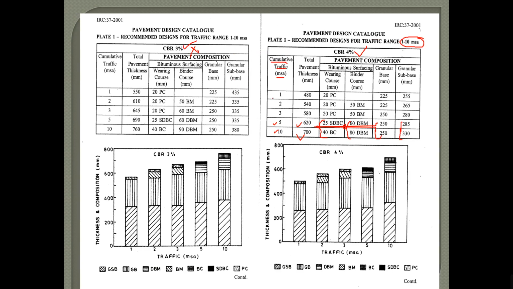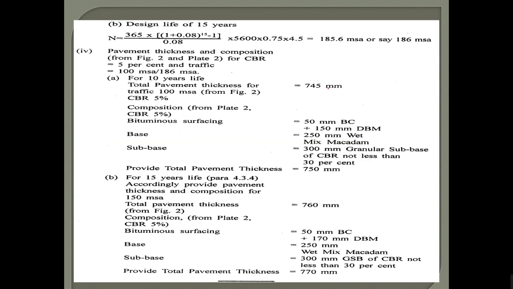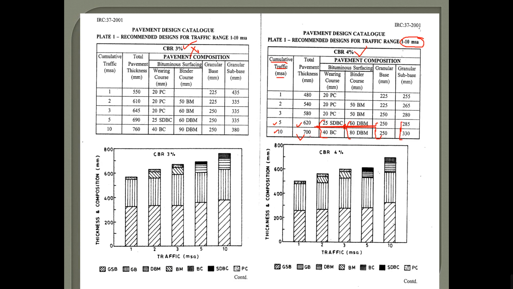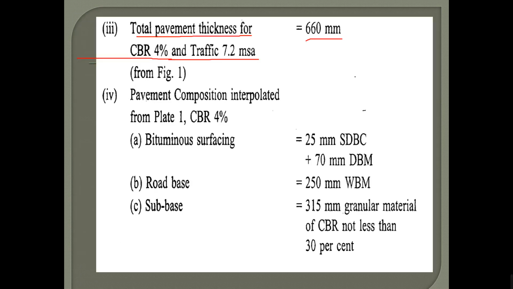Okay, they have taken it to be how much? 660 mm. Okay, what does it mean? This 660 is in between 620 and 700. I don't know whether you know about the methodology for interpolating values or not, but it can be calculated very easily with the help of your calculator.